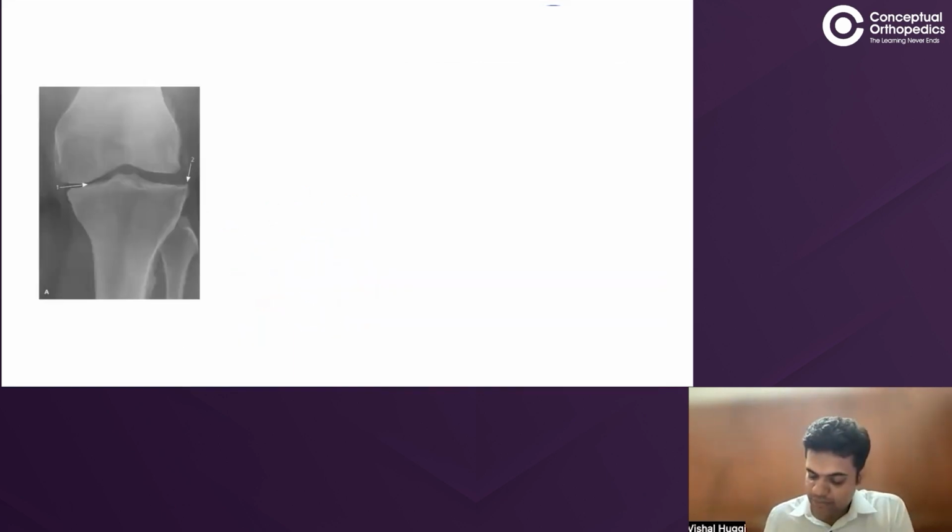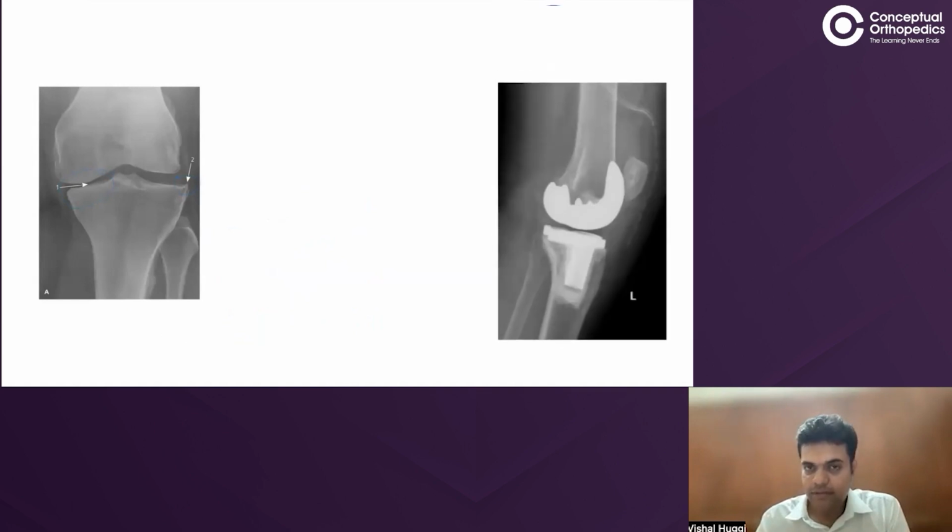Next, moving on to this part. A similar case presented with this. Again, Dr. Alazar, there is decrease in joint space, there is osteophyte formation. We did TKR, but still the patient was unhappy. The alignment was good. The balancing was good. Everything was good. But still the patient remains unhappy.